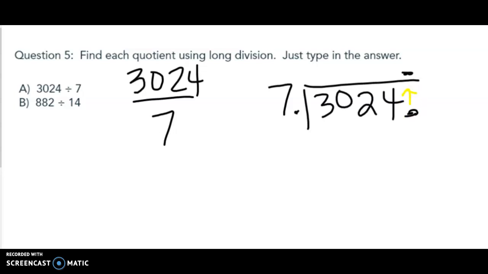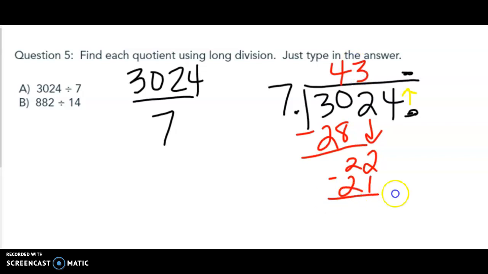7 will not go into 3, but 7 will go into 30 4 times. 4 times 7 is 28. Subtract, and I'll have 2. My next step is to bring that 2 down. I have 22 now. I can make 3 groups of 7 out of 22. 3 times 7 is 21. I'm going to subtract. Now I'm going to bring down that 4.